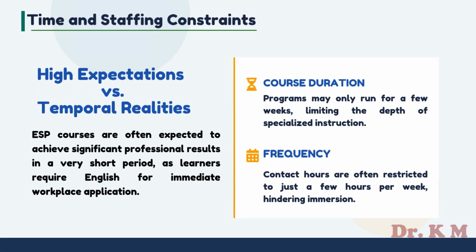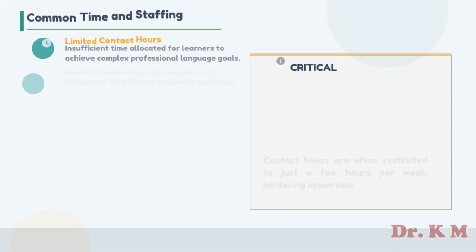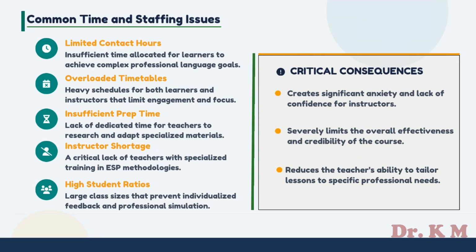Time and staffing constraints. ESP courses are often expected to achieve a lot in a short period. Learners may need English for immediate professional use, but the course may only run for a few weeks or a few hours per week. Common issues: limited contact hours, overloaded timetables, insufficient teacher preparation time, shortage of trained ESP instructors.